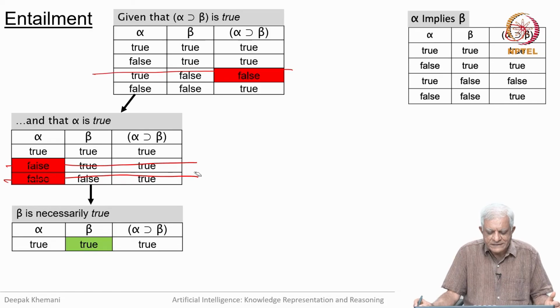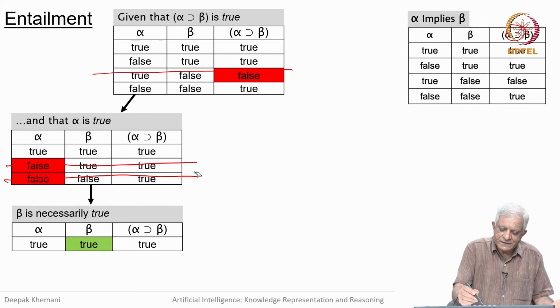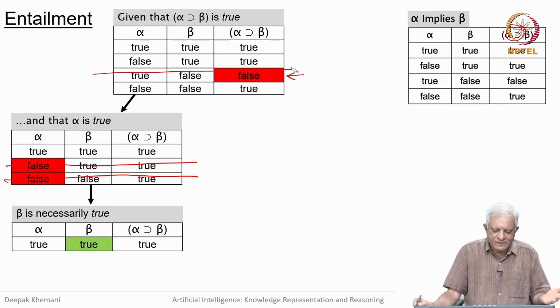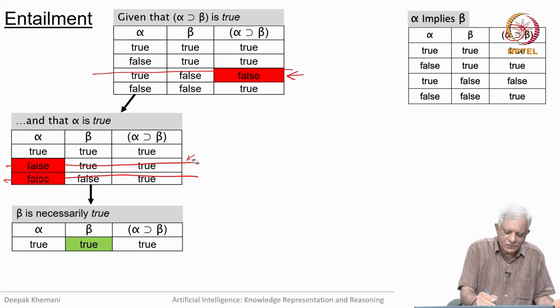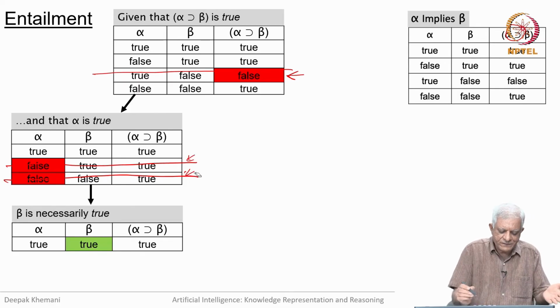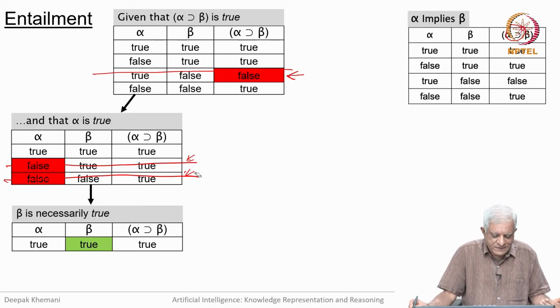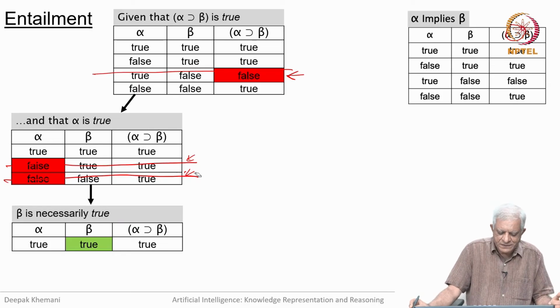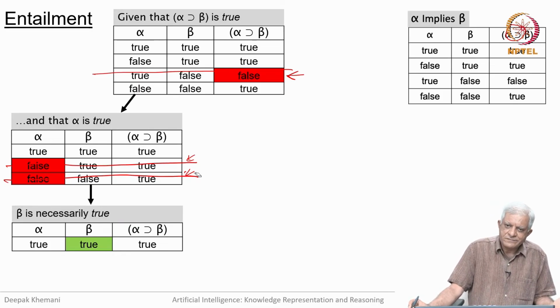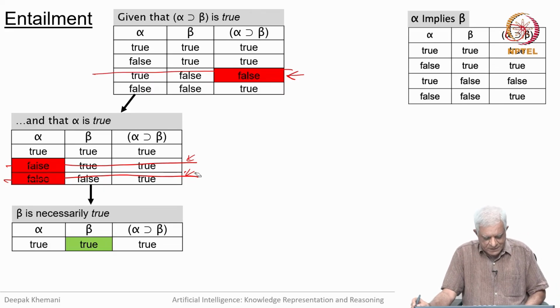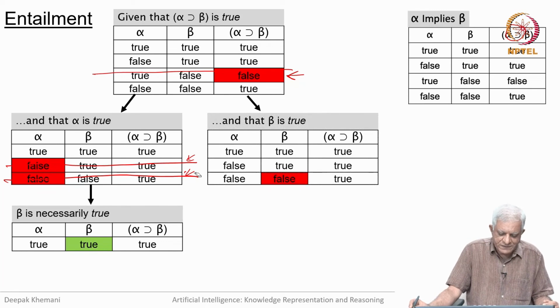So, this is the process that we did. We started with the meaning of alpha implies beta. When somebody said that alpha implies beta is true, we deleted this row, and then when somebody said that alpha is also true, we deleted these 2 rows. We are left with a truth table which has only 1 row, and you can see that in the final truth table at the bottom, beta is true. It has no other option but to be true. So, beta is necessarily true, and that, as you remember, is the notion of entailment.